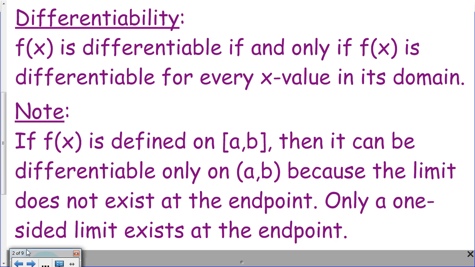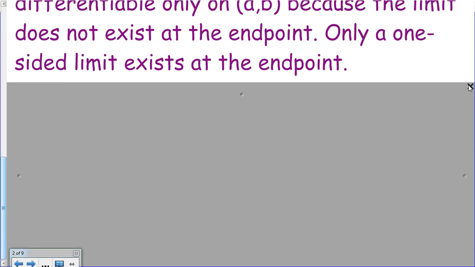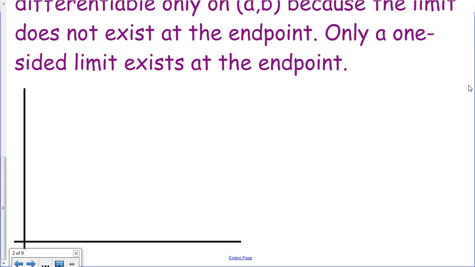The limit does not exist at the endpoint, and that is because only the one-sided limit actually exists at an endpoint. That is, I can only approach that point, that endpoint, from one side or the other. From the other side, it's not part of the interval that I'm working with. So let me illustrate this with a little sketch to help explain what we mean by this.